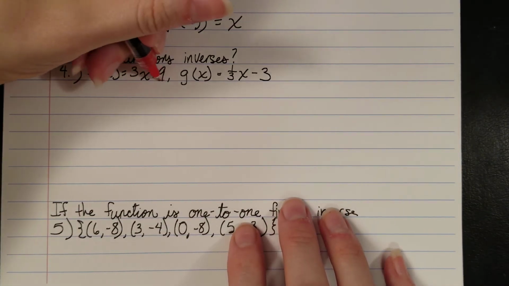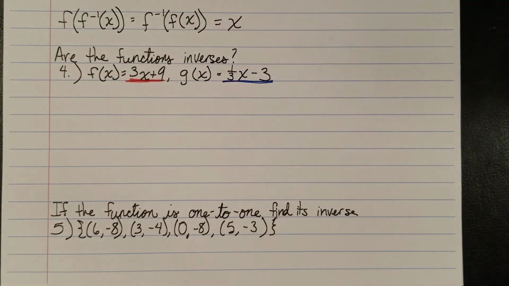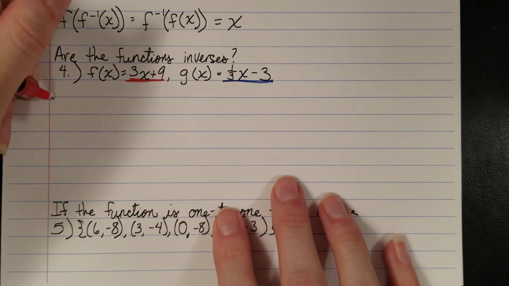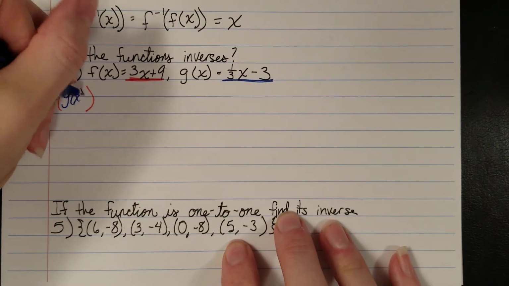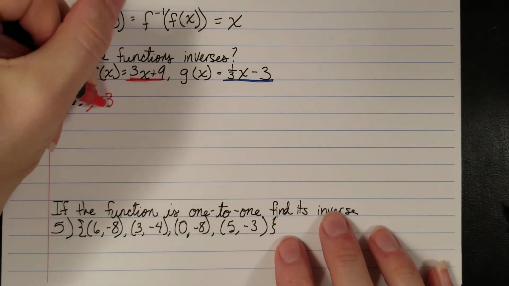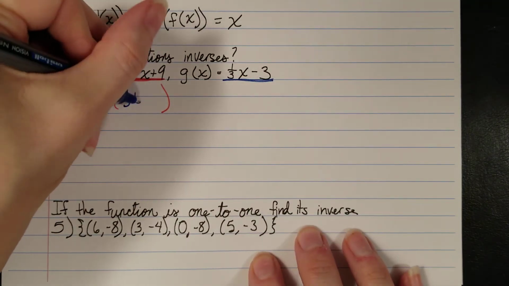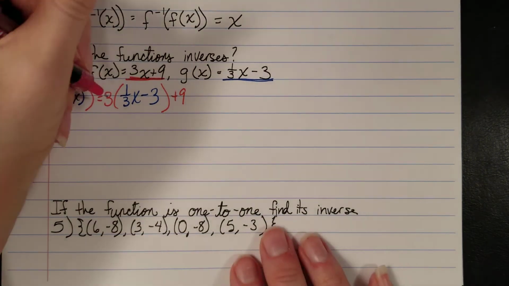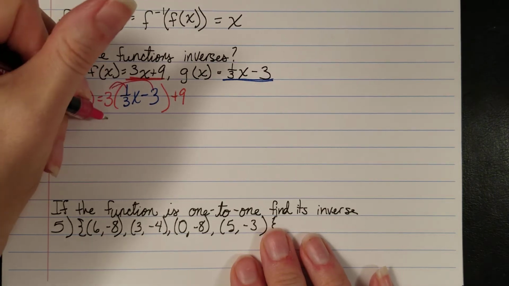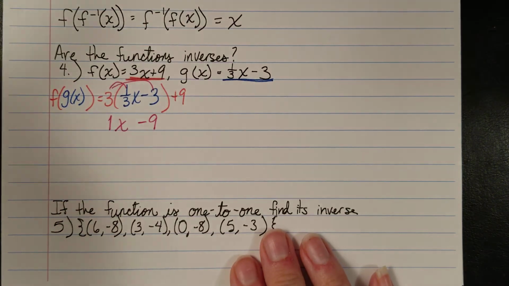Okay, so f of x is equal to 3x plus 9, and g of x is equal to 1/3 x minus 3. So let's do f of g of x. That's going to equal 3 times (1/3 x minus 3) plus 9. And let's simplify that and see if it's equal to x. So if we distribute the 3, 3 times 1/3 is 1, so that's 1x, and then 3 times -3 is minus 9, and then bring down the plus 9.